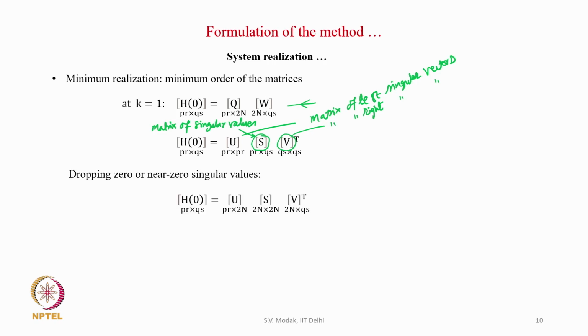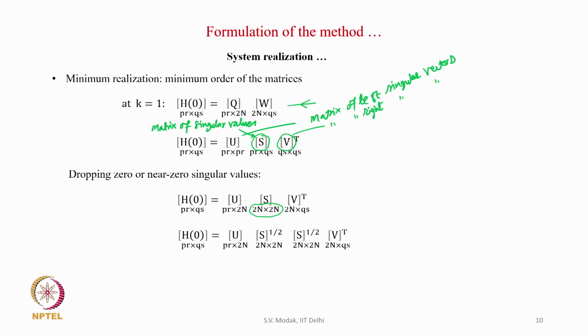So, you can see on the right hand side the order of the matrices U, S and V is now reduced. The matrix S is now of order 2n by 2n, because here we have retained only the 2n singular values which were found to be non-zero, while all the rest of the 0 or nearly 0 singular values have been dropped, and the corresponding left and right singular vectors have also been dropped. This truncation essentially leads to the minimum realization.